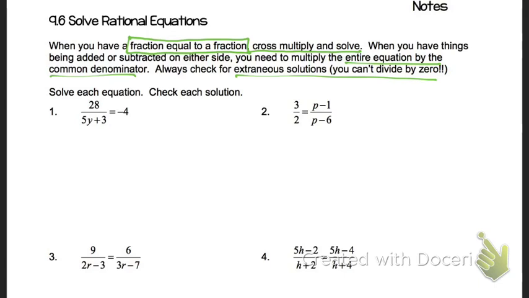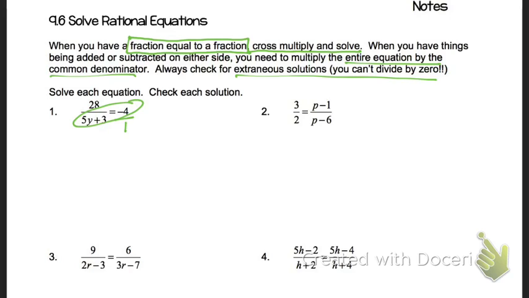So we're going to start out with a couple where we have a fraction equal to a fraction. Number 1, I'm just going to put over 1 like this to make it a fraction equal to a fraction. So I'm going to cross multiply and solve. Now there are 2 ways you can cross multiply.